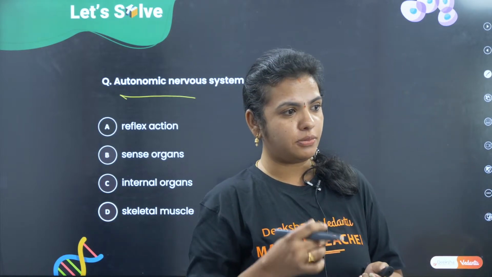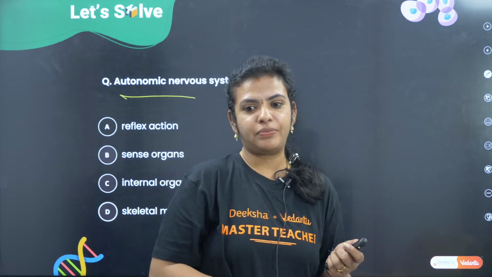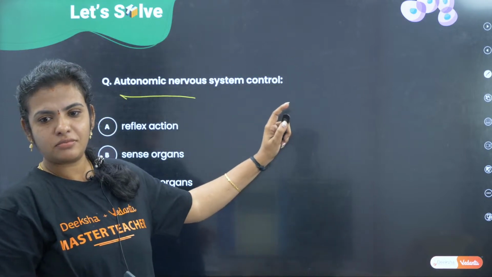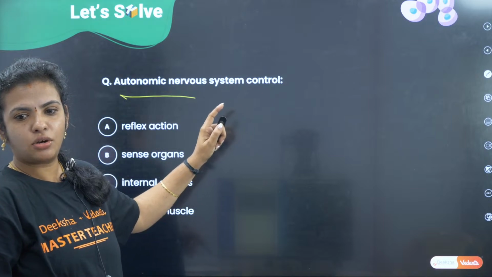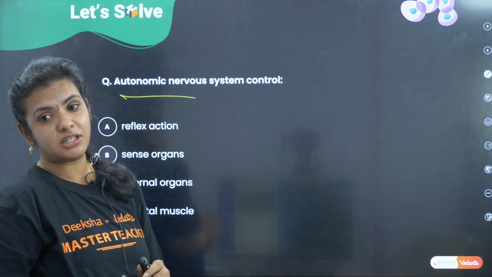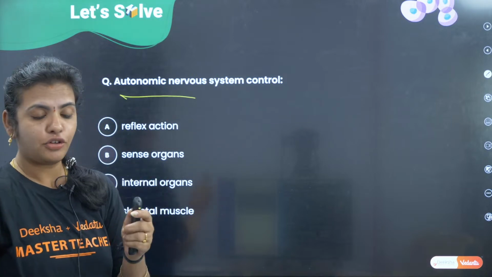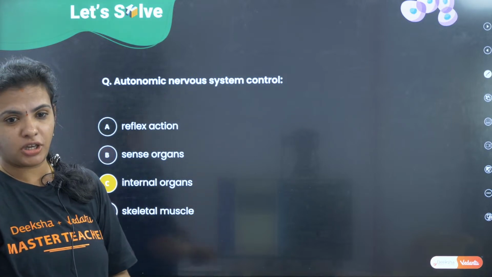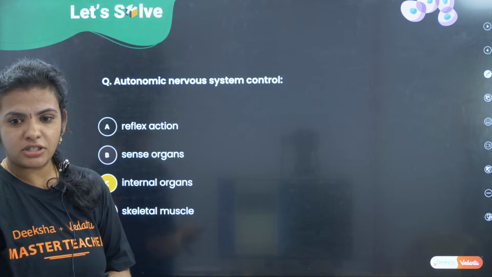Not audible. Dhanush says it's not audible. Is there any issue? Okay. I think it's fine now. Okay. All right. So here we have autonomic nervous system. Autonomic nervous system is going to take care of your involuntary actions. Okay. Please refresh the video.